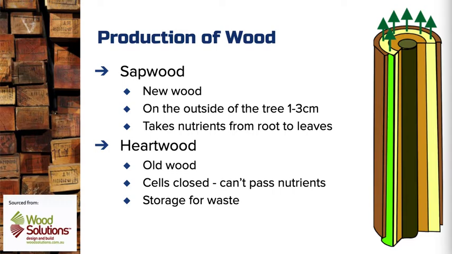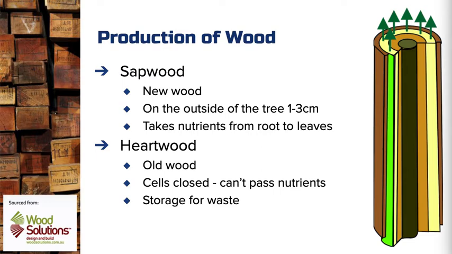When the sapwood gets a little bit older and it joins the center of the tree, it becomes what's known as heartwood. Now, this heartwood is very old wood. It's not the fresh young wood that's just growing on the outside of the tree. It's the older wood. And the way that we characterize the heartwood is that the cells have closed, so there's no longer that ability for all the nutrients to be transferred from the roots to the leaves.